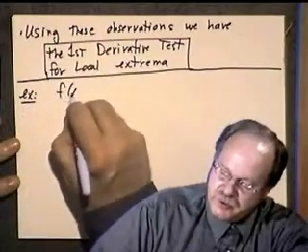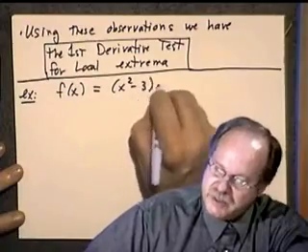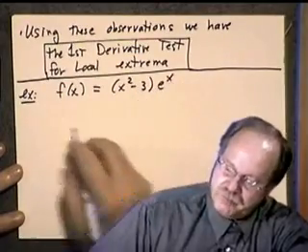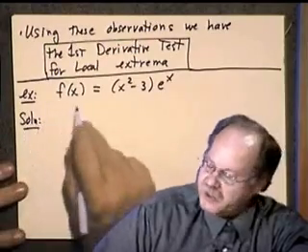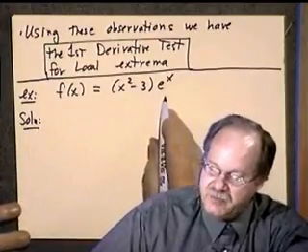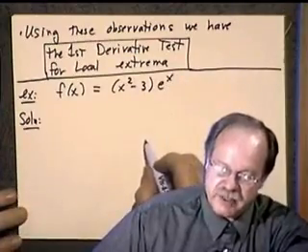So let's take a function here. f(x) = (x^2 - 3) e^x. And what we want to do is produce a graph. So let's go through the process and see if we can find the local extrema using what we just learned in this first derivative test.